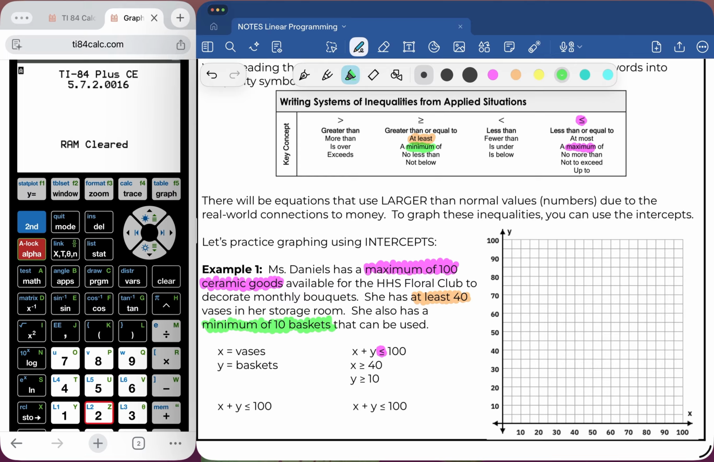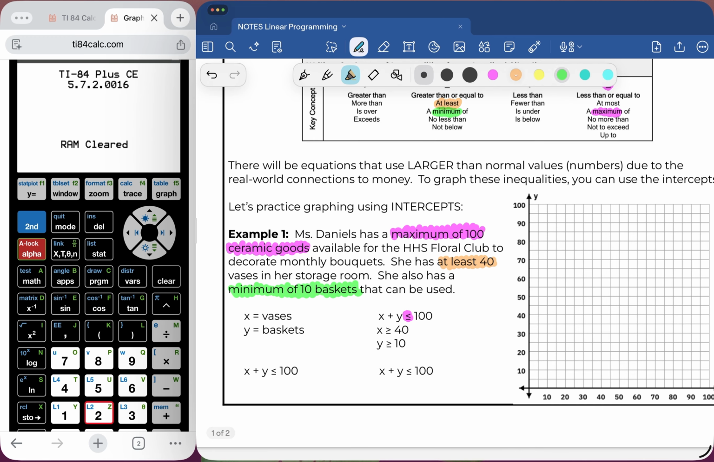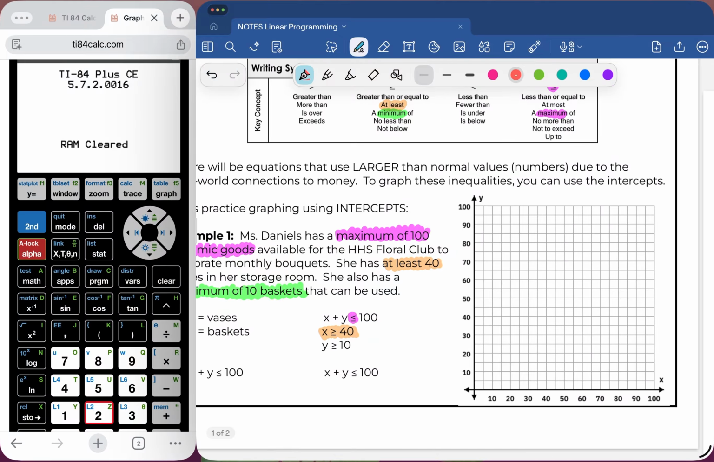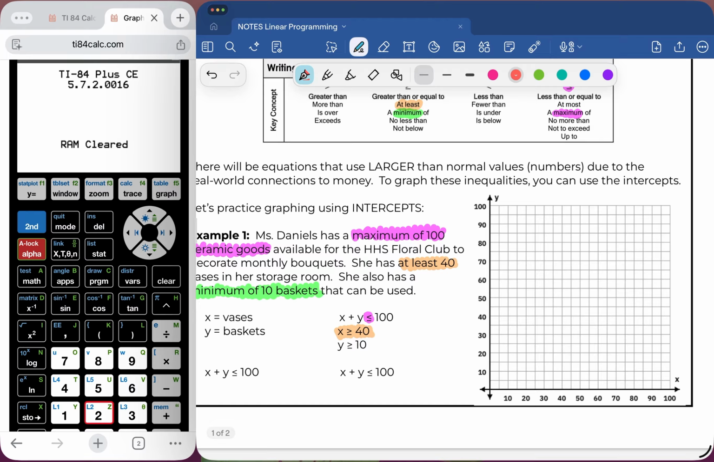Two of them are super easy. They're already in those horizontal and vertical line forms that we've been practicing. Our second inequality here, x greater than or equal to 40, is going to be a vertical line at 40. So let's find our x at 40. We're going to do a vertical line, and because it's equal to, we're going to keep it solid.